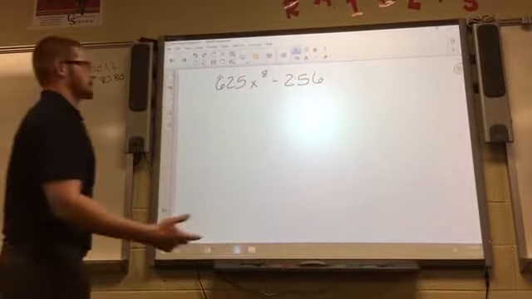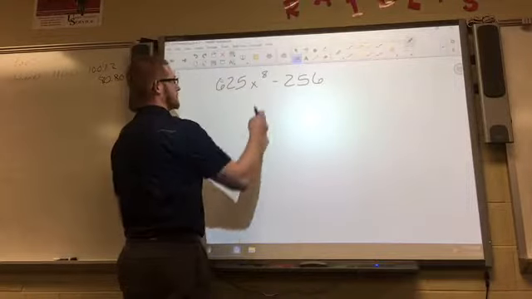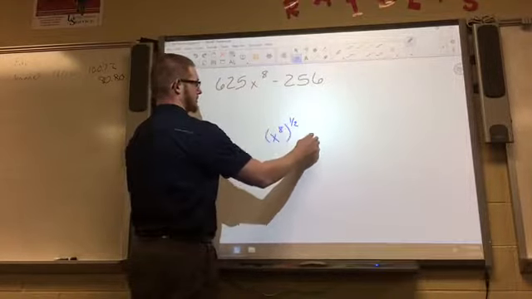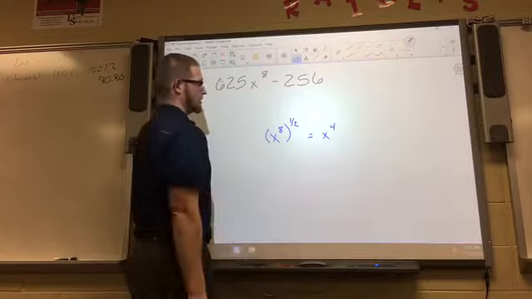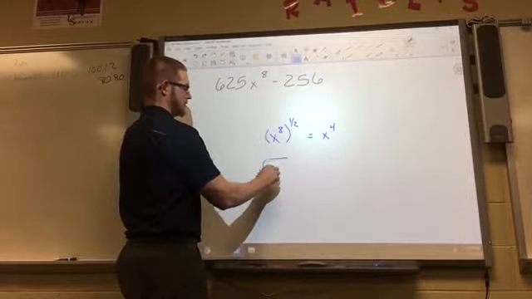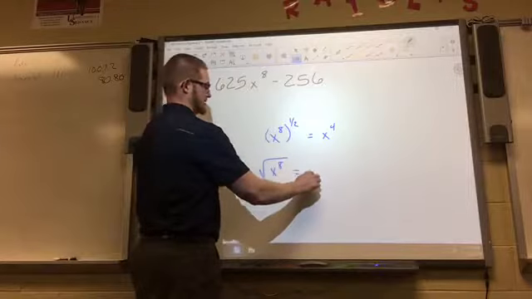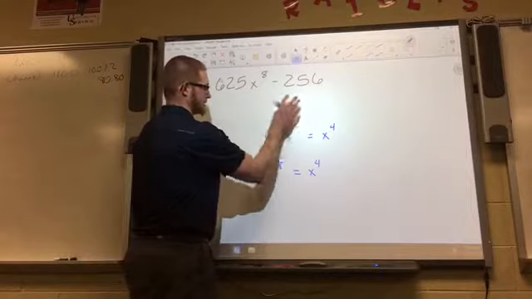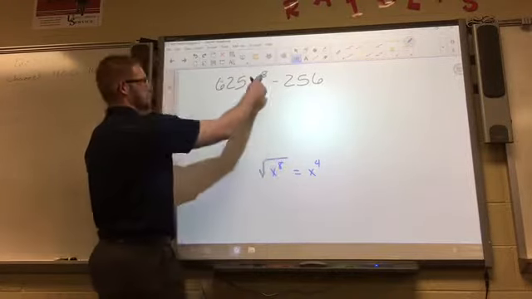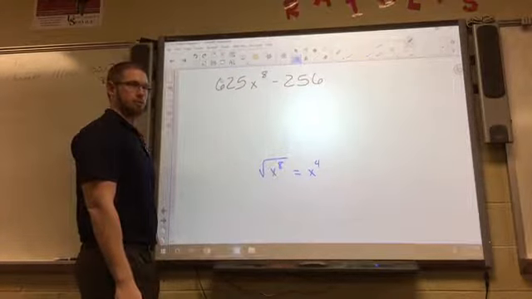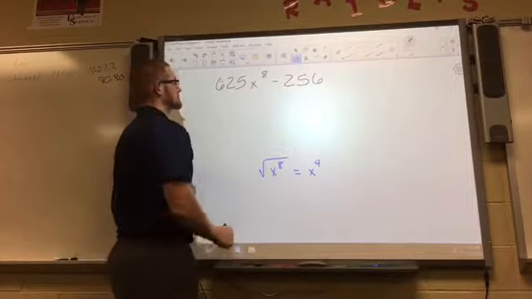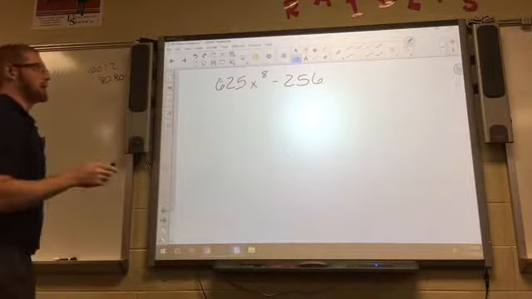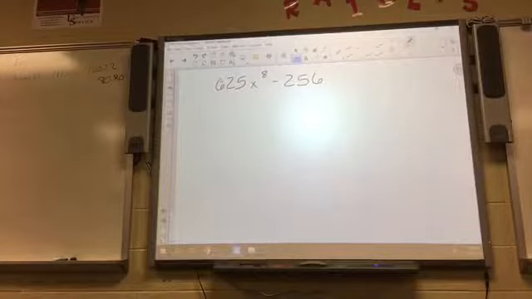We haven't gone into this entirely yet, but if I were to square root x to the 8th, that would be the same thing as taking x to the 8th to the 1/2 power, which would be x to the 4th. So the square root of x to the 8th is x to the 4th. We'll do this more later. This isn't part of the lesson, just an explanation. That is a perfect square, not a perfect cube. It's 625x to the 8th, but x to the 8th is a perfect square.